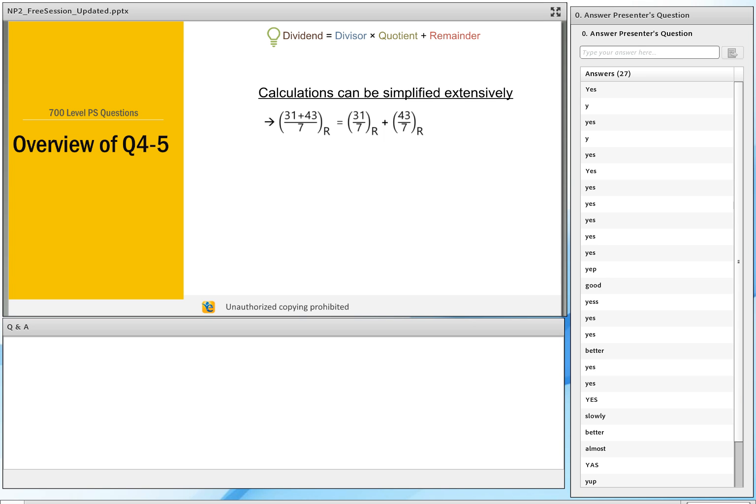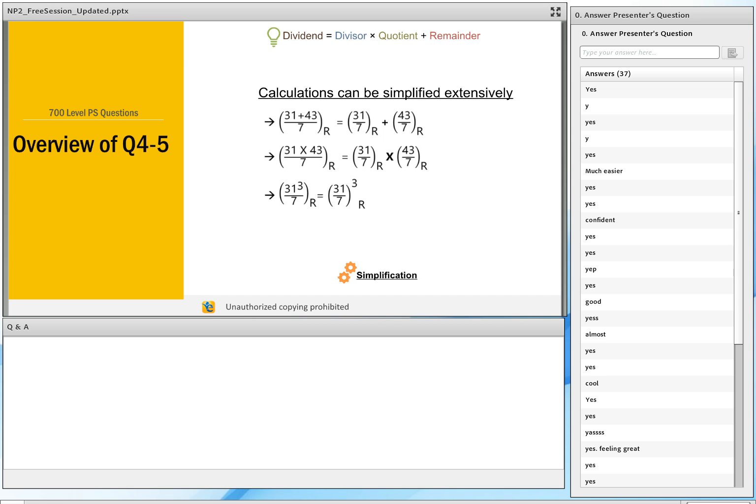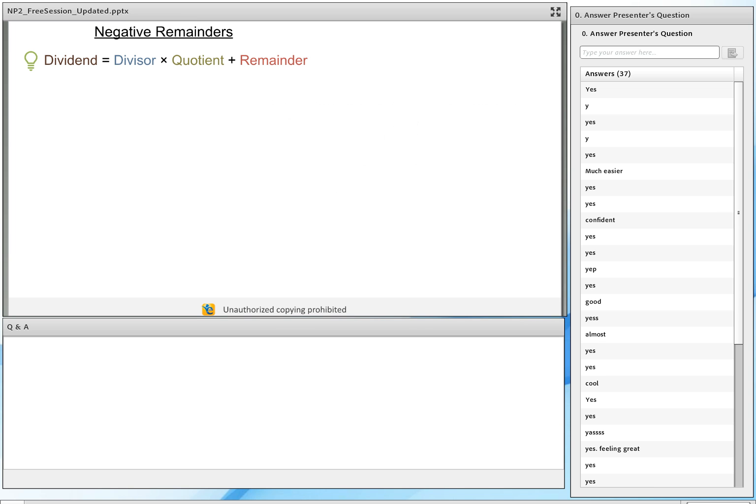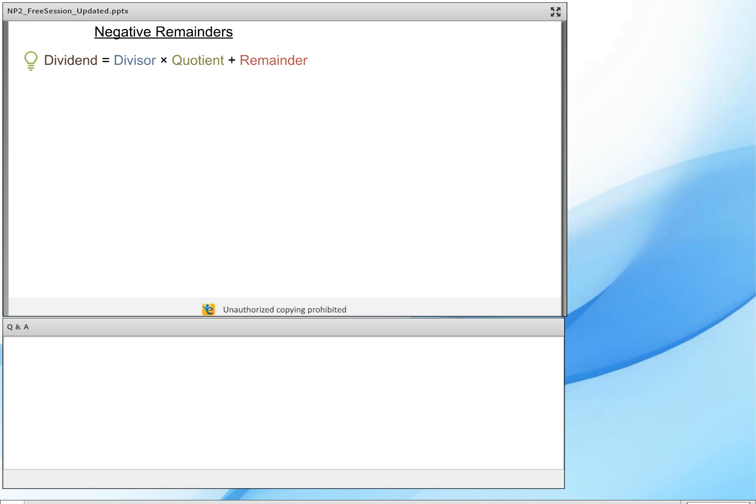So what we learned is that calculations can be simplified when we start using the Euclidean equation, and we've seen how we do this for additive and multiplicative properties. Now let's look at another concept: the concept of negative remainders. It's an extension of positive remainders, and the reason why we are studying negative remainders is because sometimes it's a lot easier to express numbers not as a sum of two numbers, but as a difference of two numbers.